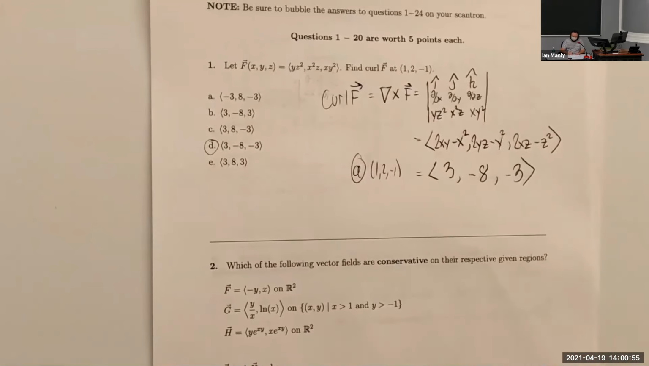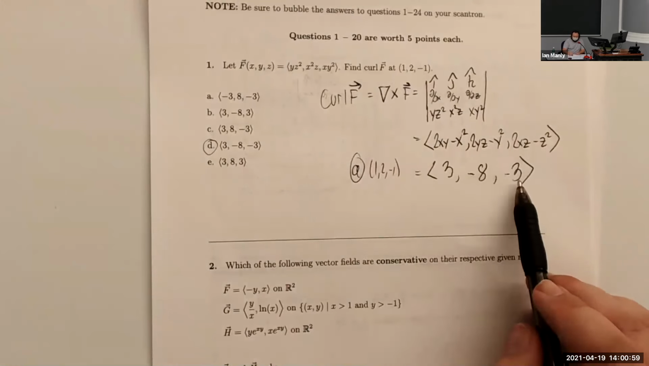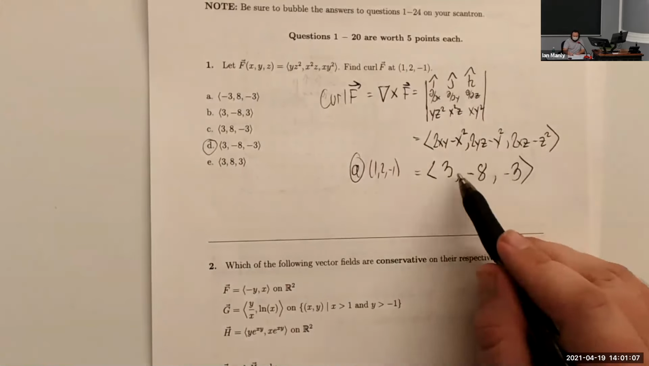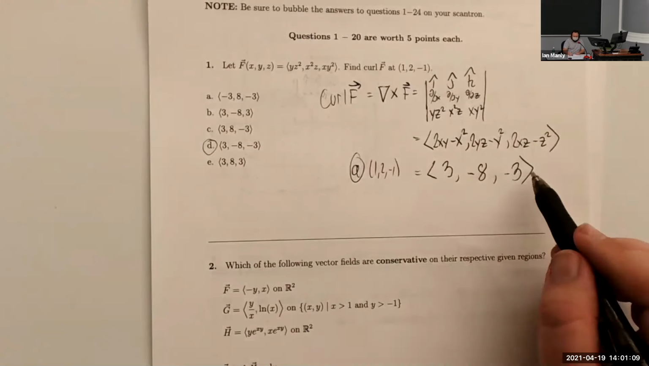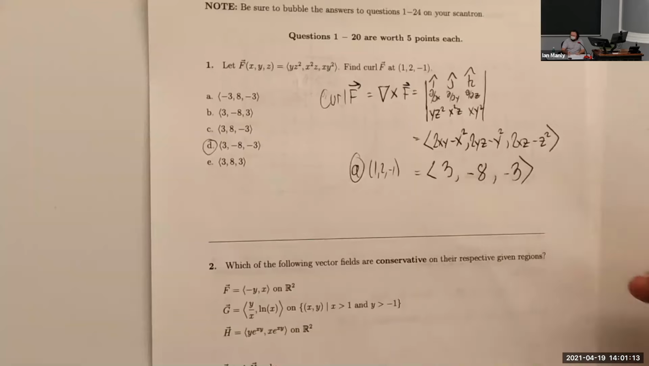All right, so there we go. And remember the curl, so what does this represent? This 3, -8, -3? The vector is pointing along the axis about which you're curling. So if you did the right-hand rule on this vector field, your thumb would be pointing in the direction of this vector. And then the greater the magnitude of this, the more curly it is going around a particular point.